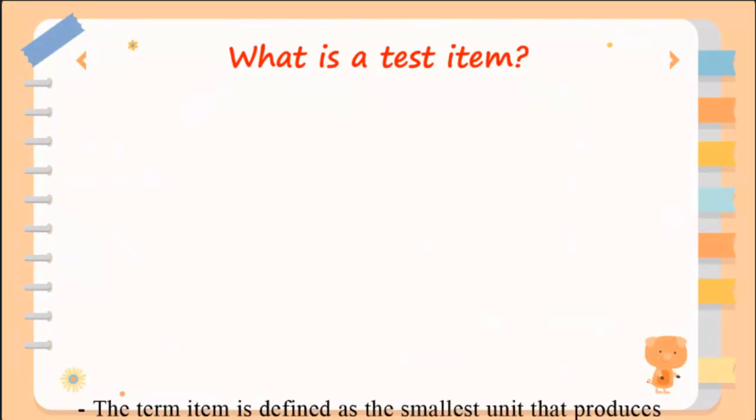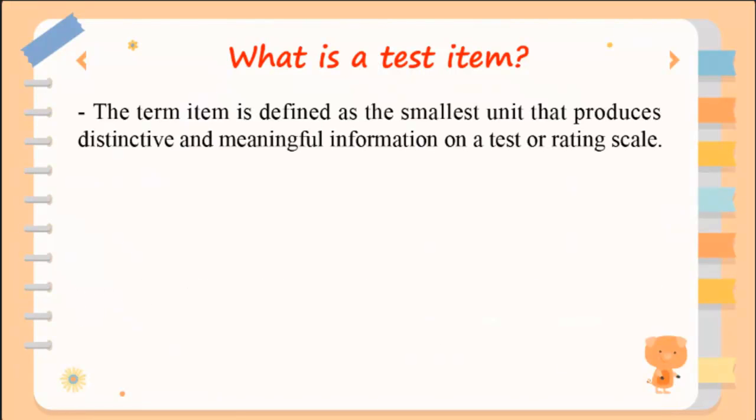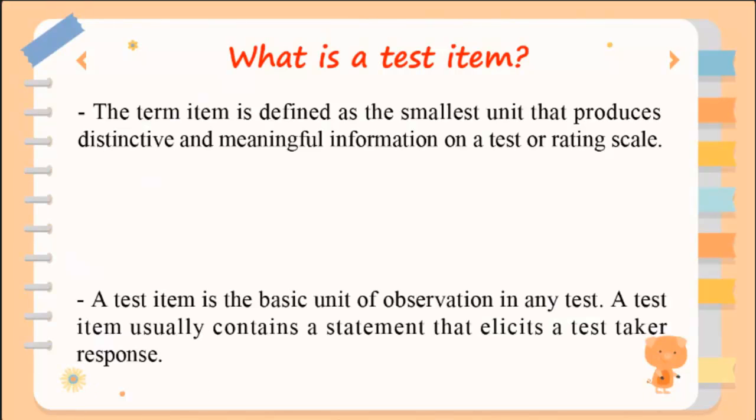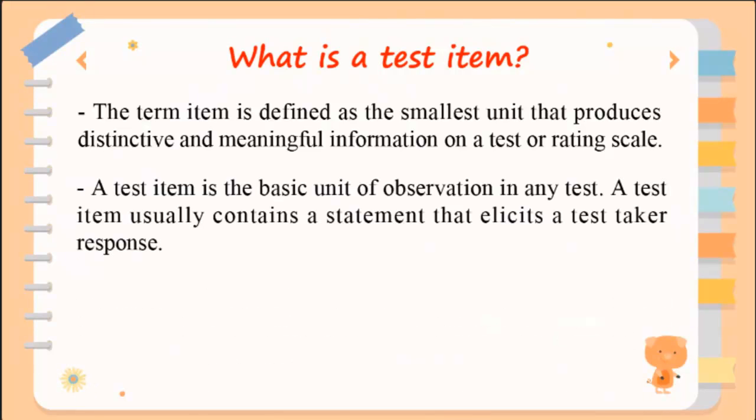So what is a test item? This is the smallest unit that produces distinctive and meaningful information on a test or rating scale. A test item is a basic unit of observation in any test. A test item usually contains a statement that elicits a test taker response.